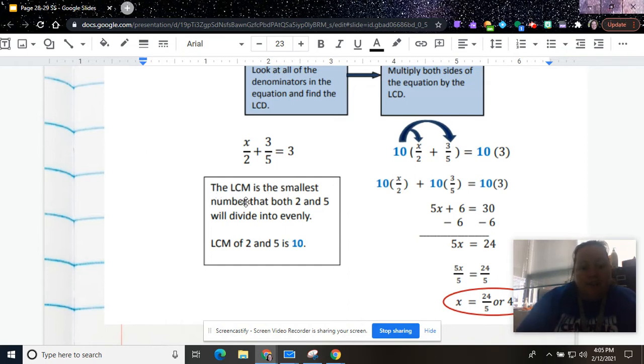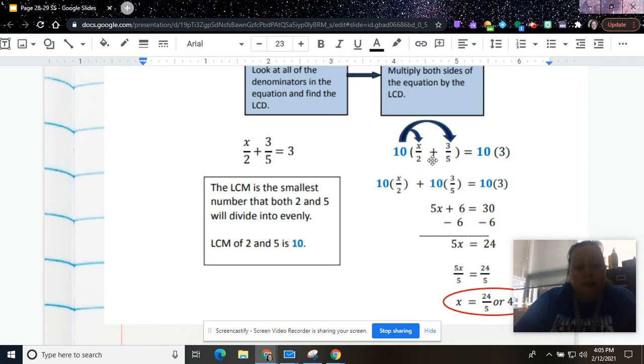So the least common multiple is the smallest number that both 2 and 5 will divide into evenly. The way I always remember least common multiple and least common denominator is I'm going to count by 2s and I'm going to count by 5s. And the first one that they both have in common, that's the least common multiple. So if I think 2, 4, 6, 8, 10, 12, 14, 16, 18, 20, and then I count by 5s, 5, 10, 15, 20. Oh, hey, I said 10 for both of those. So the least common multiple, or if you will, the least common denominator, would be 10.